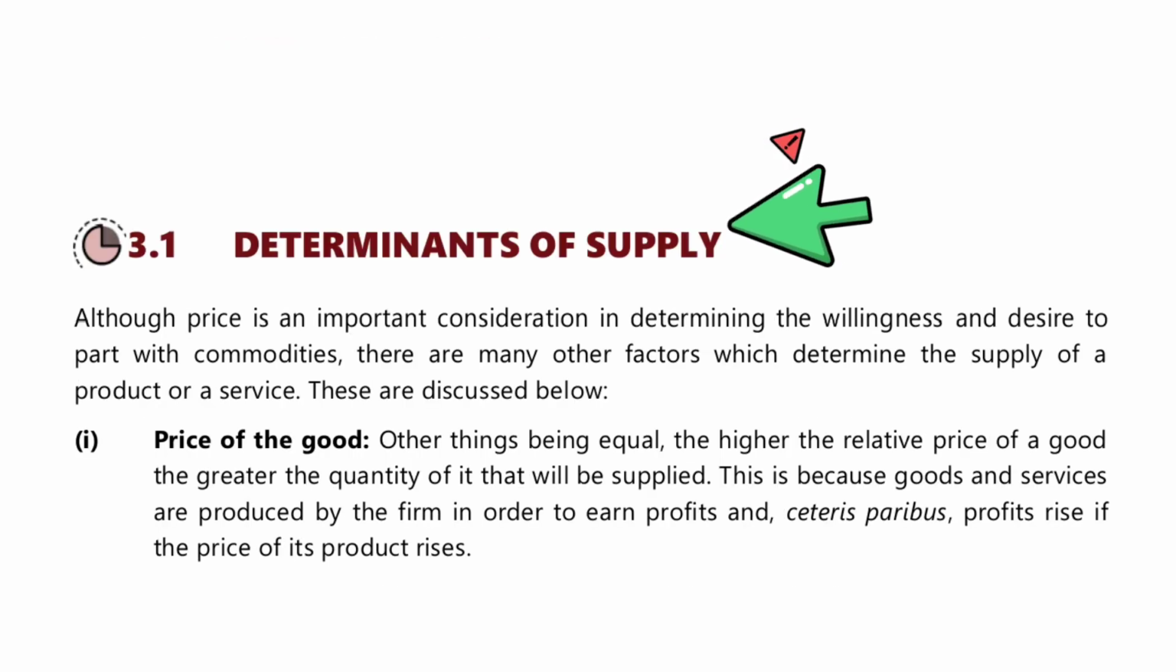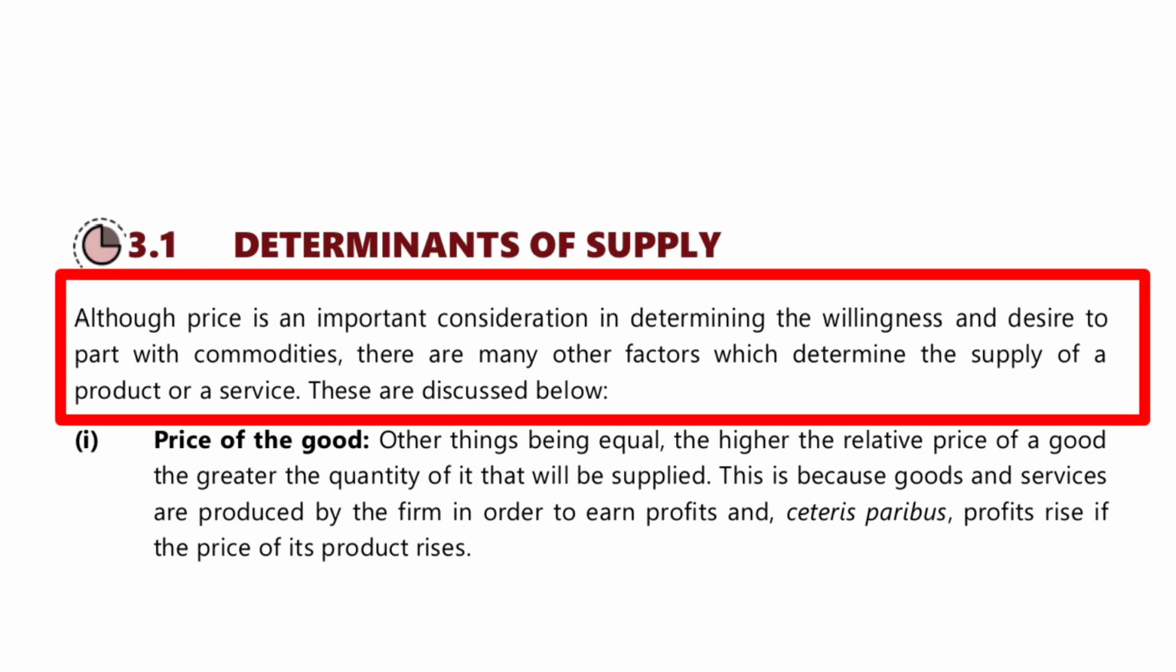Now the determinants of supply. We understood that the quantity readily available for sale is at the hands of the willingness and desire of the sellers. Here the important point to be taken into consideration is price. Though price is one of the major factors, there are other determinants also. So let us see one after the other.